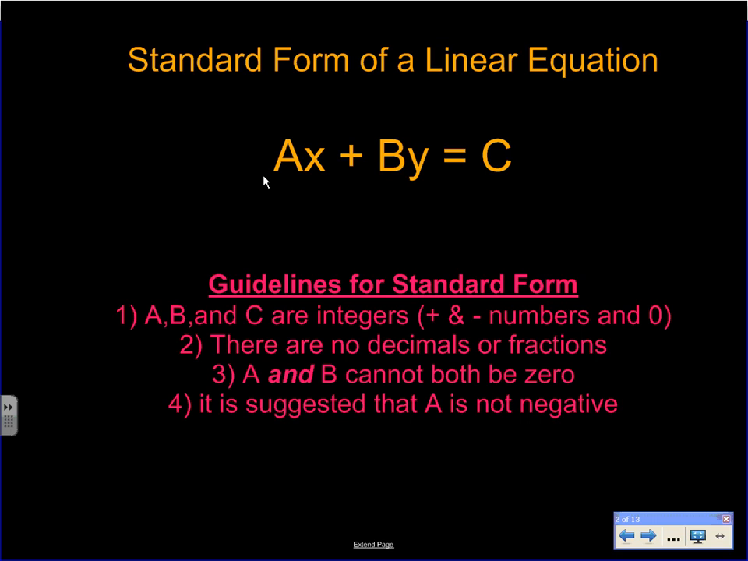There are some guidelines that you need to follow when you do standard form. The guidelines: A, B, and C are going to be integers. Integers are positive and negative numbers and the number 0. There will not be any decimals or fractions in standard form. And A and B cannot both be 0. A can be 0 or B can be 0, but they both cannot be 0 at the same time.